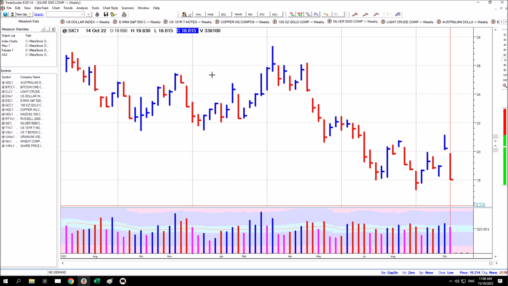Silver price futures, we talk about volatility. The silver price futures amplifies the volatility in the gold market considerably.